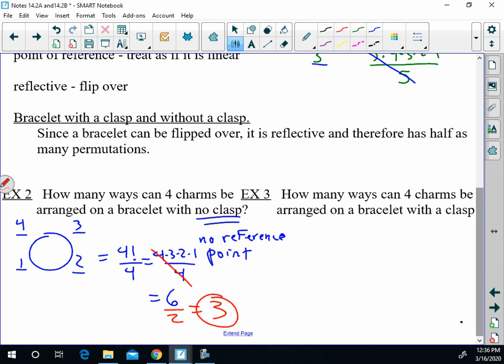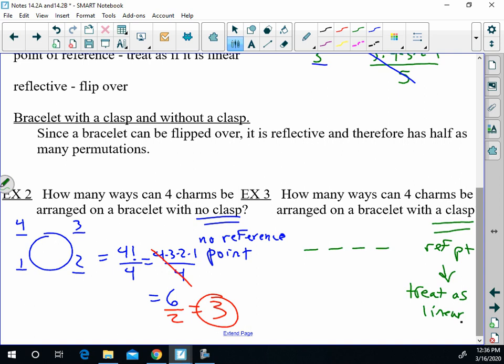Well, example 3: how many ways can 4 charms be arranged on a bracelet that has a clasp? Since it has a clasp over here, okay, this is a reference point. So we're going to treat it as linear. So what I'm going to do in this problem is go ahead and draw 1, 2, 3, 4 lines straight away.